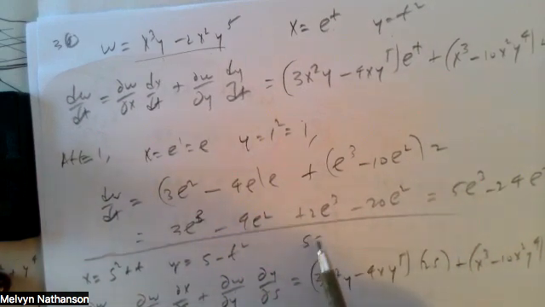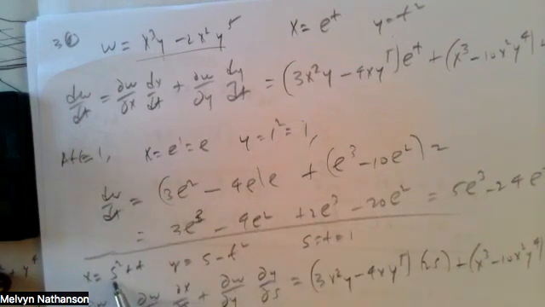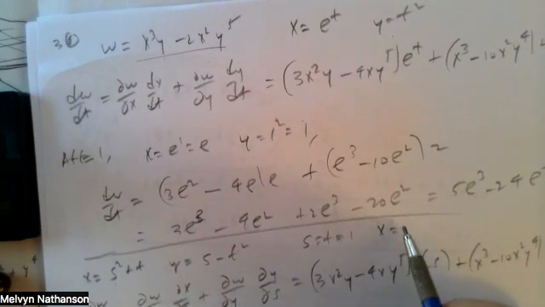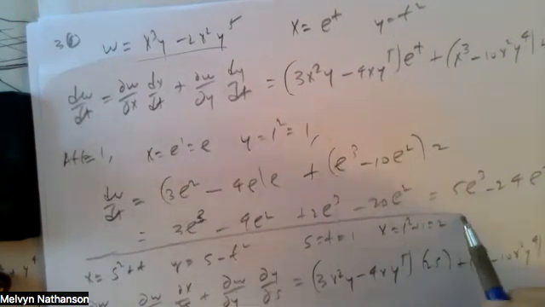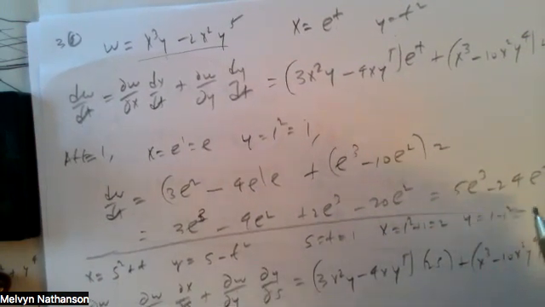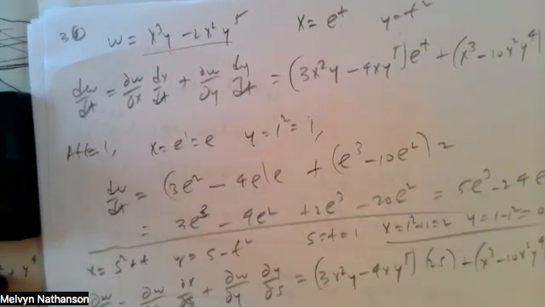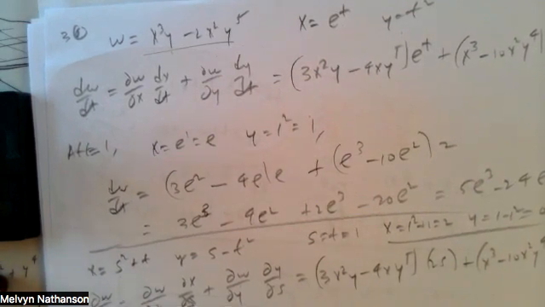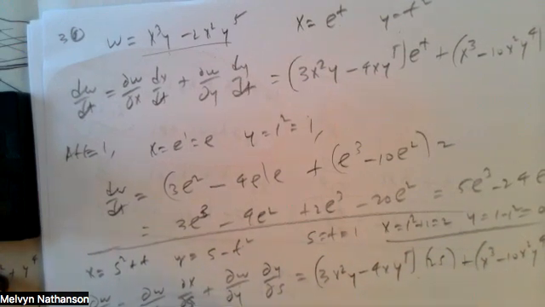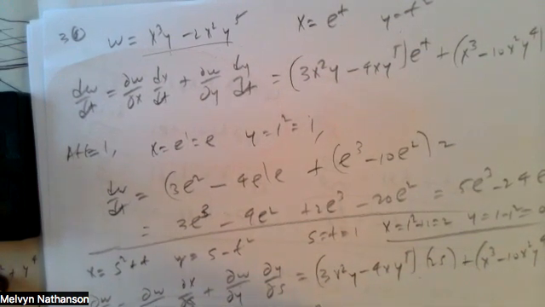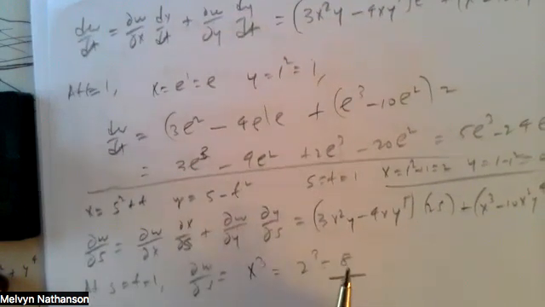And when s and t are both equal to 1, x is equal to 1 squared plus 1, which is 2, and y is 1 minus 1 squared, which is 0. So at s equal t equal 1, the partial of w with respect to s is, let's see, all of the terms that involve a y are 0, so we're just left with x cubed, which is 2 cubed, which is 8. So if I did the arithmetic correctly, the answer is 8.